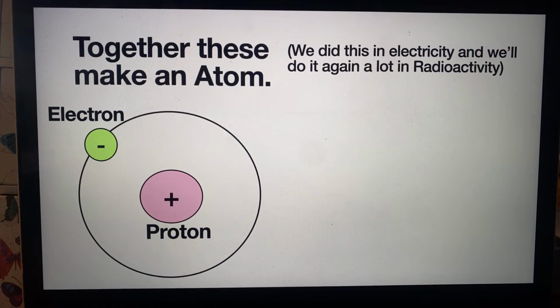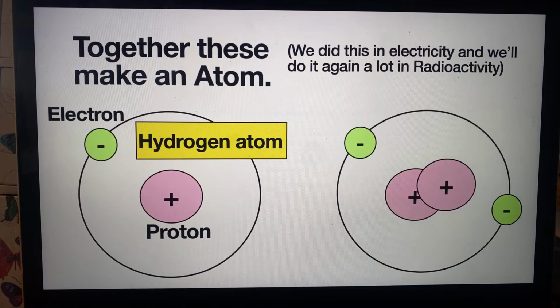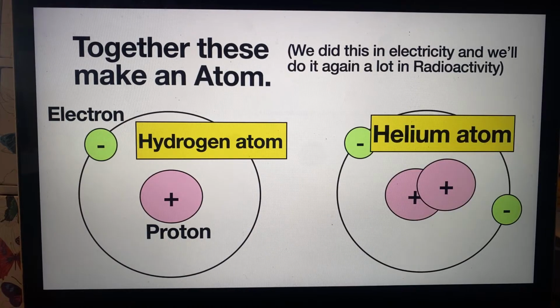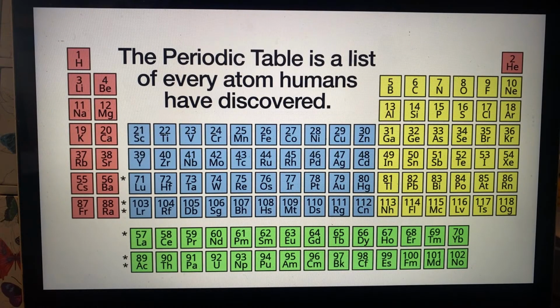Like I say, we did it in electricity. We'll do it a lot more in radioactivity. But one proton with one electron whizzing around the outside, that is a hydrogen atom. If you add another proton and probably more electrons, then you end up with this, which is a helium atom. If you've got 3 protons in the middle and maybe 3 electrons whizzing around the outside, it's a lithium atom. So they can go up and up and up like that. If you've heard of the periodic table, it is a list of every atom that humans have ever discovered. So these numbers here, like 1 is hydrogen, 2 is helium, 3 is lithium, 4 is beryllium. Those numbers are how many protons each atom has got.